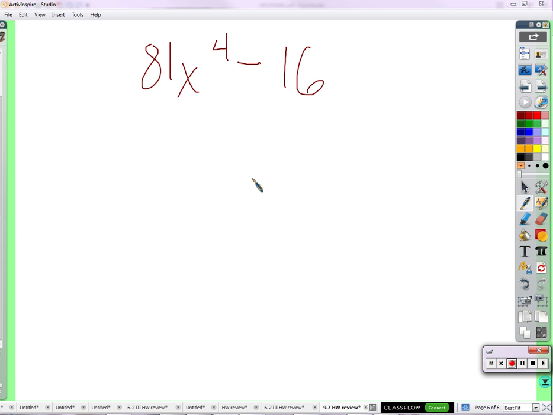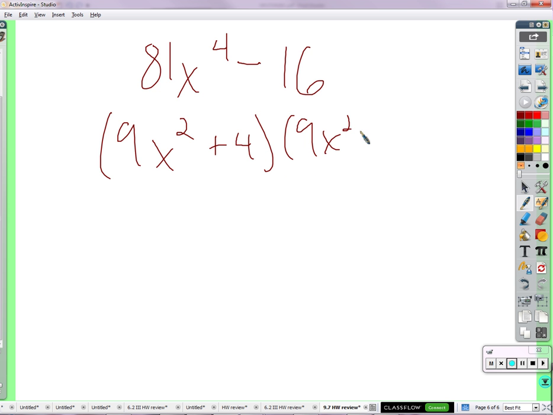Alright, so what we have, this is an x to the fourth, but it's also a square. This is a square, this is a square, this is a square. It's a difference of squares. Here's the first bit that might have tripped you up, but I don't think it did: 9x squared plus 4 times 9x squared minus 4. Back to the difference of squares. Makes sense? The square root of 81 is 9, the square root of x to the fourth is x squared, the square root of 16 is 4. We factored a difference of squares.